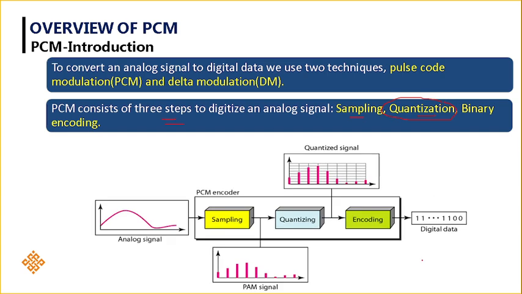So this is the diagram. This is your analog signal that is given as input to the pulse code modulation encoder, where there are three steps involved. One is known as sampling, a simple technique where we convert the signal into analog values. The second step is the quantization technique, a very important technique. And lastly, we have an encoding technique where the signal will be converted into digital data.